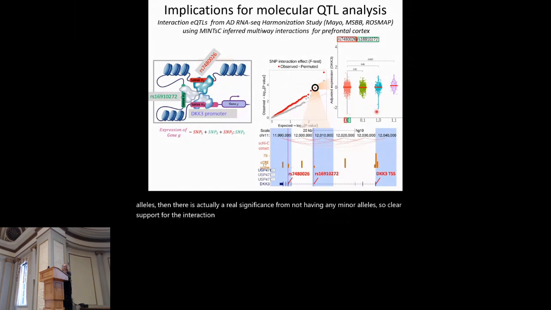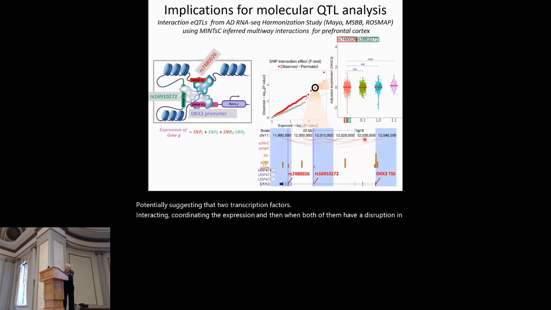And interestingly, we are doing more follow-up work on that. Both of these SNPs actually disrupt transcription factor binding sites, potentially suggesting that two transcription factors are interacting, coordinating the expression, and then when both of them have disruption in their binding, that has potentially higher impact on the expression.